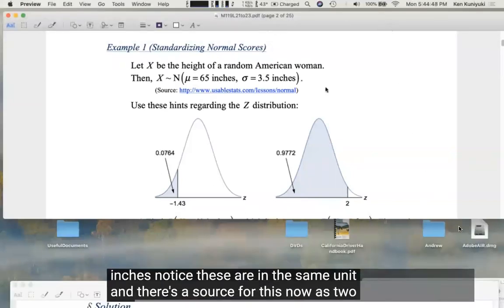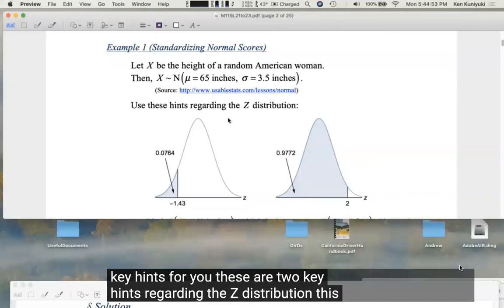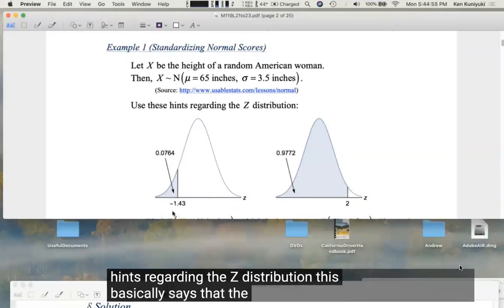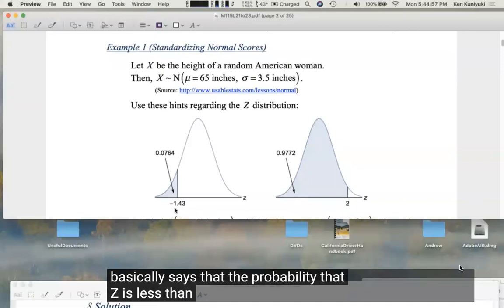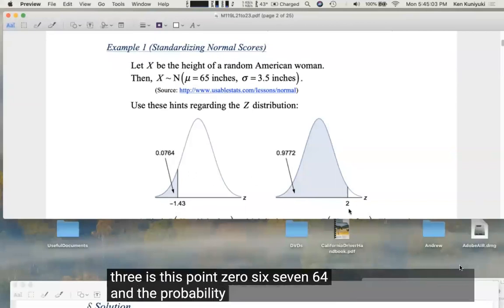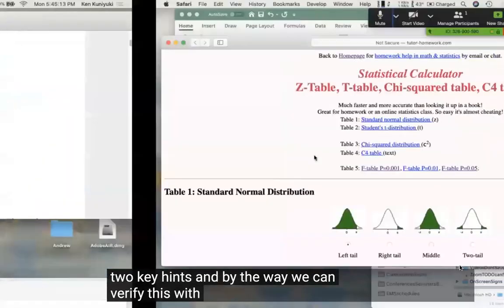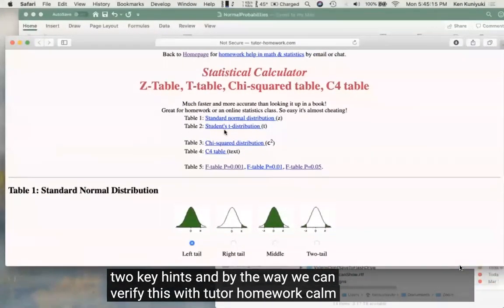Now, here are two key hints regarding the z distribution. The probability that z is less than negative 1.43 is 0.0764, and the probability that z is less than 2 is 0.9772. Two key hints. And by the way, we can verify this with tutorhomework.com.